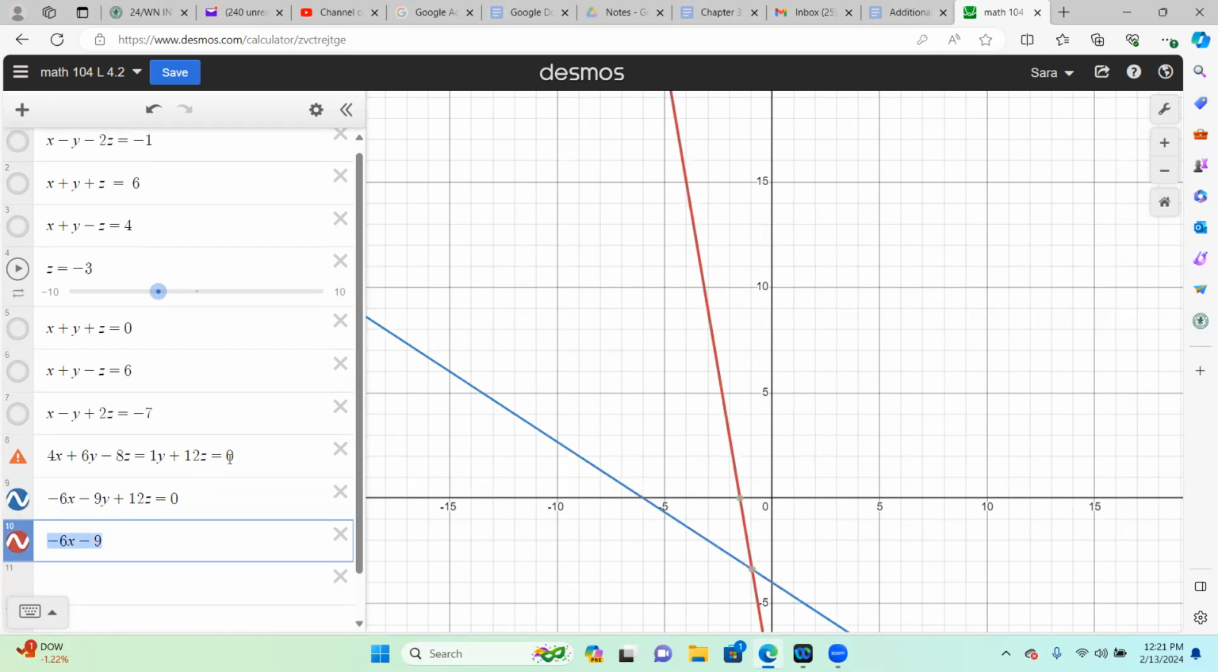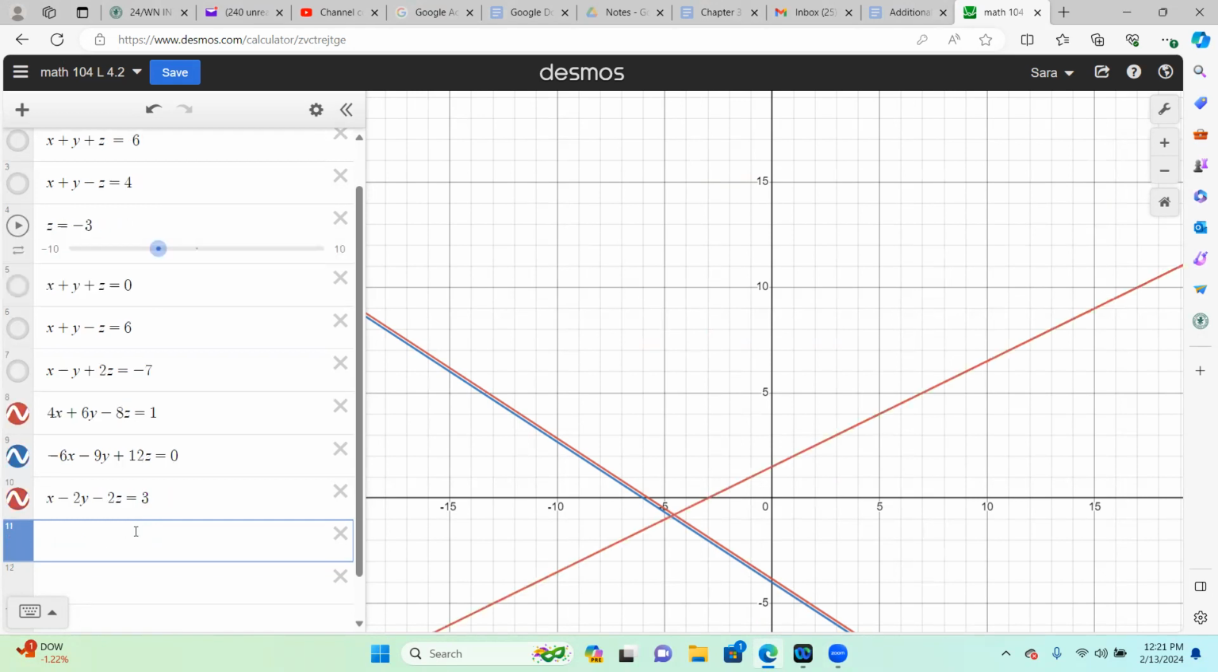Next one is... okay, I think I got this mixed up and now corrected. And we have the last one: x minus 2y minus 2z equals 3. 4x plus 6y minus 8z equals 1. Minus 6x minus 9y plus 12z equals 0.